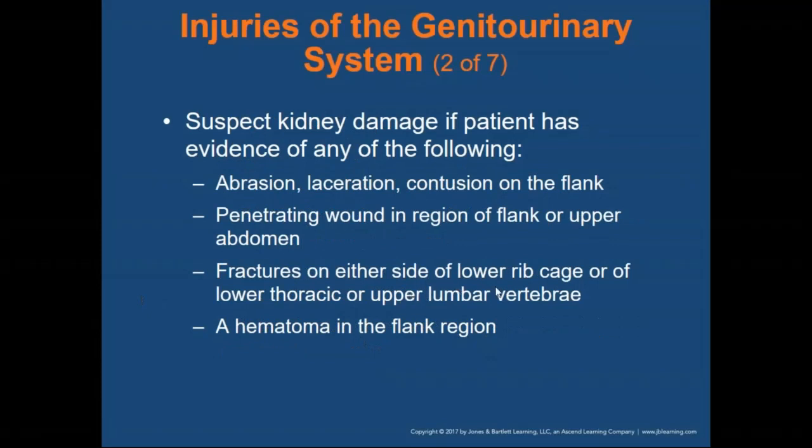Fractures of the lower rib cage, or penetrating injuries to the lower thorax, upper lumbar region. We need to have a high index of suspicion that may also involve penetrating trauma to the kidney. So we need to look for discoloration, hematoma, ecchymosis in the flank region.